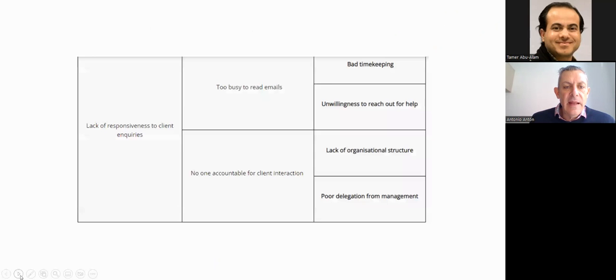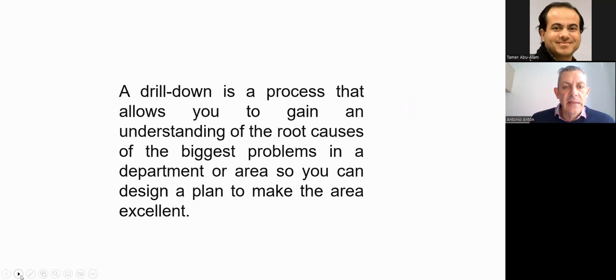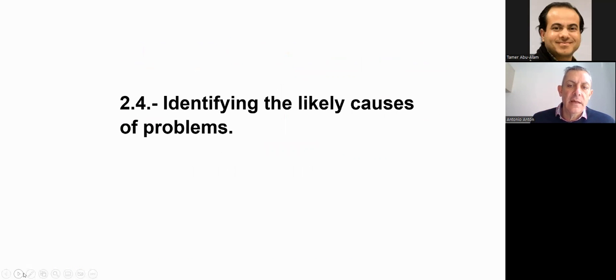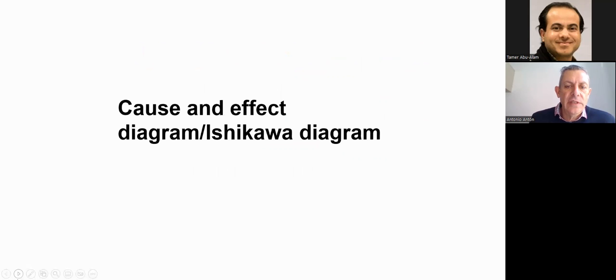Well, the last part of this exercise is about identifying the causes of the problem. Identifying the likely causes of problems involves understanding what the Ishikawa diagram is, the cause and effect diagram. The Ishikawa diagram involves understanding cause and effect.